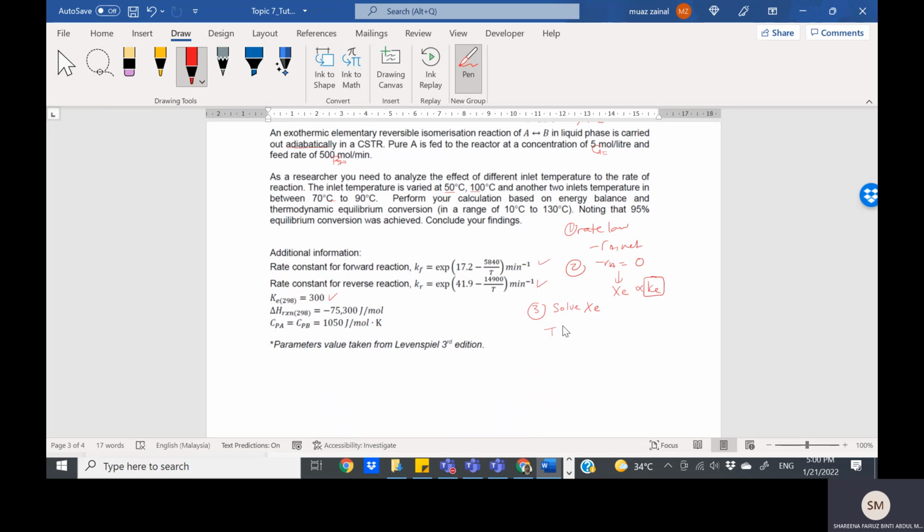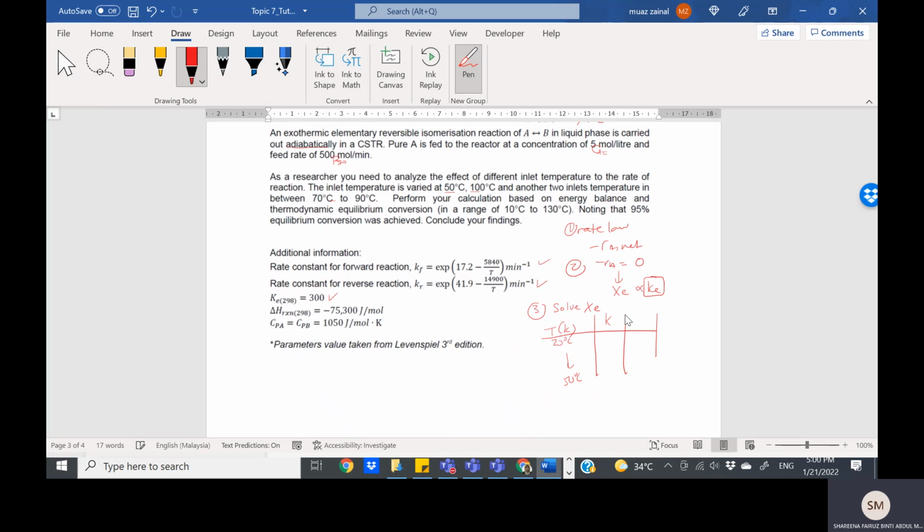So you start with the first one, T is around maybe you can start with 20 degrees Celsius and increase to 50 degrees Celsius, or if you want to start at 10 that is also fine, in this range. And then you need to know what is the KE.